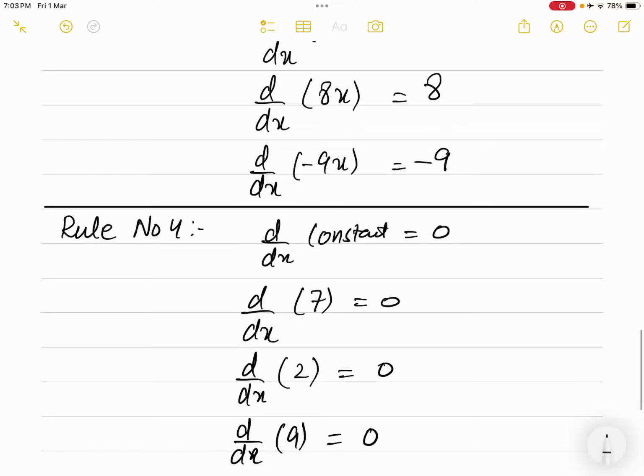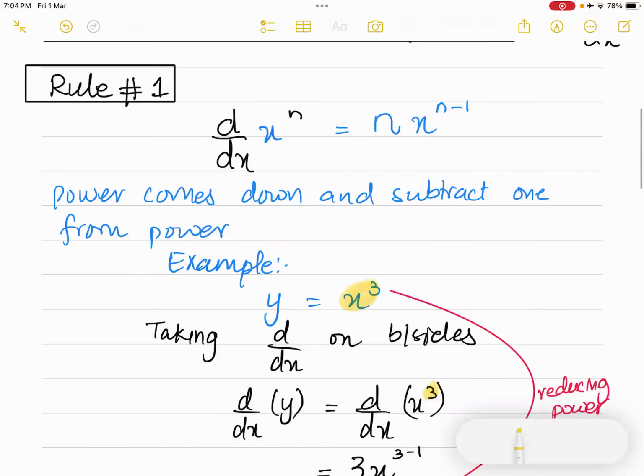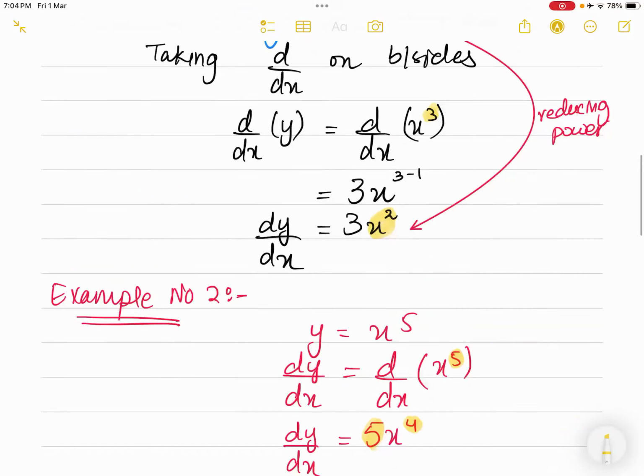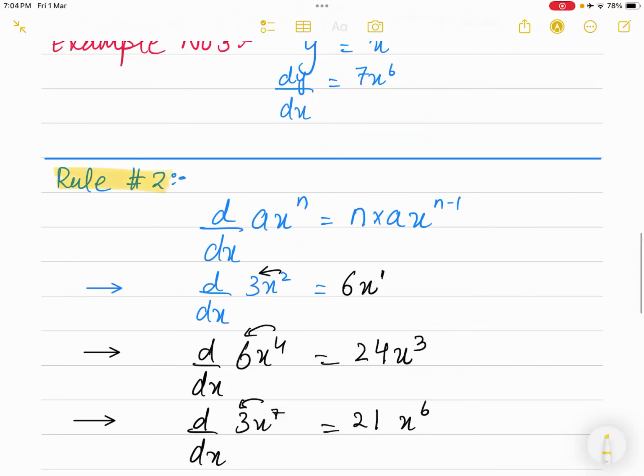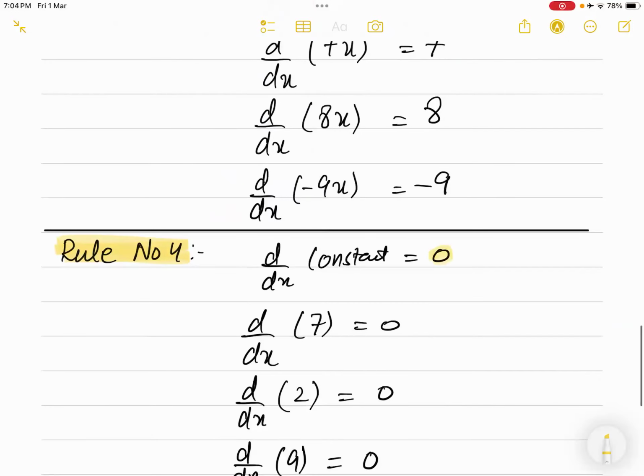Yes, sir. So there are technically 4 rules which are very important from the exam point of view. Rule number 1: the power comes down, and we subtract 1 from the power. Rule number 2 is multiply the power with the coefficient and then reduce the power. The third rule is that the derivative of a linear function will be a constant. And the last rule is that the derivative of a constant is equal to 0.